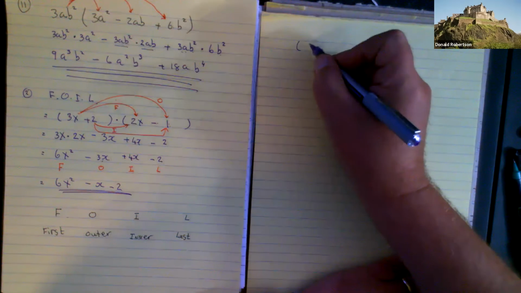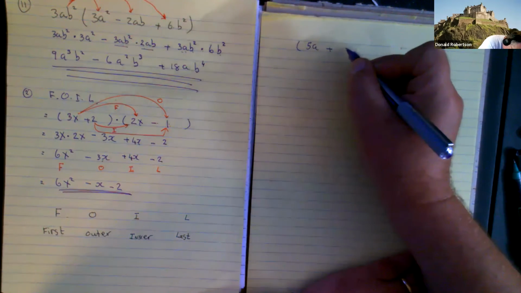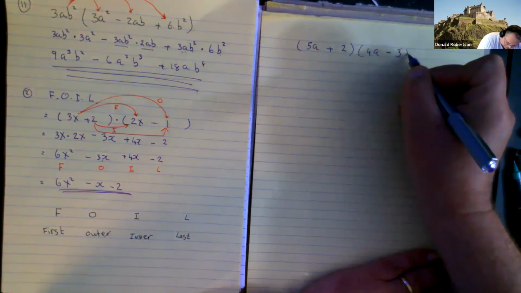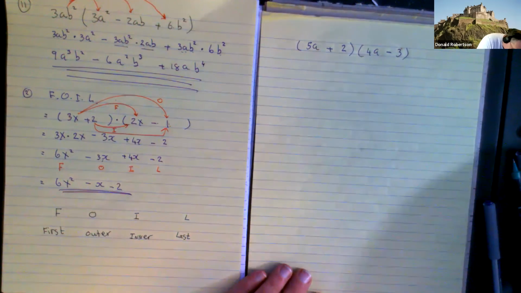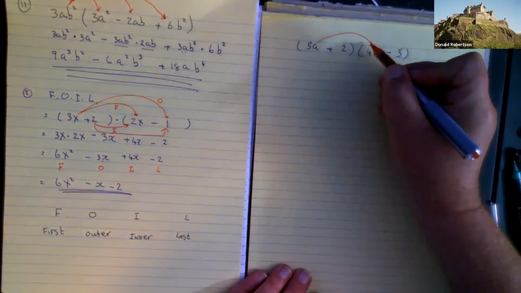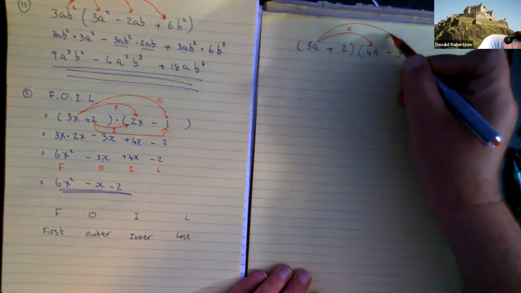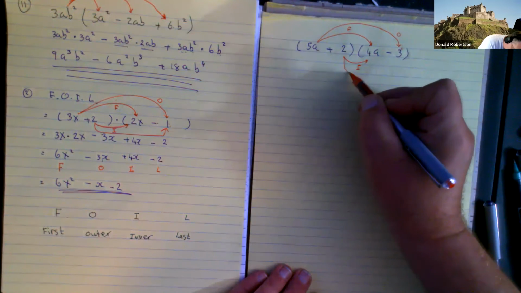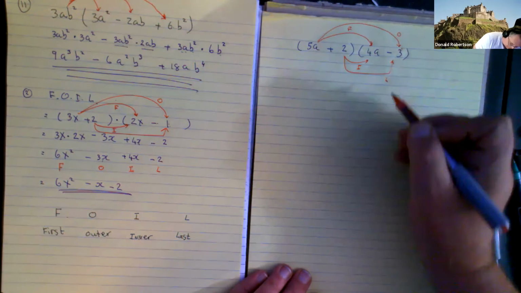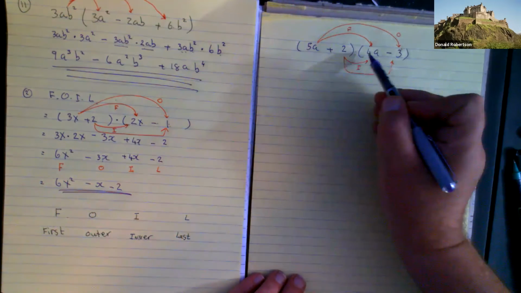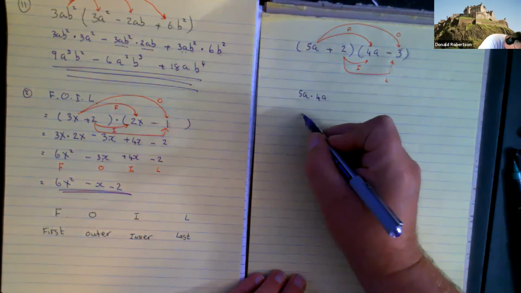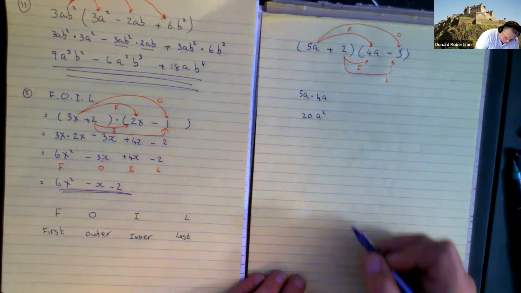Do another question with FOIL. Suppose I had 5a plus 2 and 4a minus 3. Look at that. I'm going to go F, O, I, and L. FOIL. 5a times 4a gives me 20a squared. That's the F.